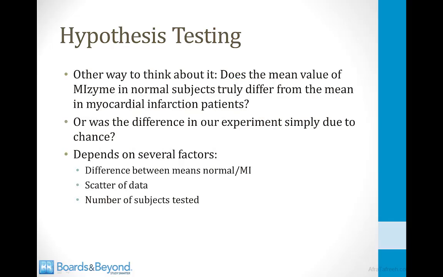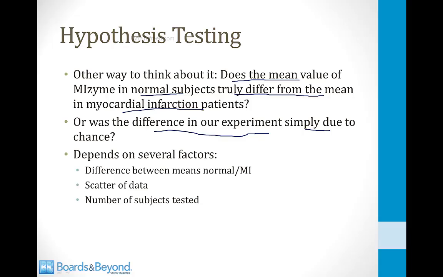So another way to think about this question is, does the mean value of MI-zyme in normal subjects truly differ from the mean value in myocardial infarction patients? Or was the difference in our little experiment simply due to chance? There was definitely a difference in the mean between the 100 normal patients and the 100 heart attack patients, but maybe we just got lucky, and if we repeated it, we would not get that difference in means.